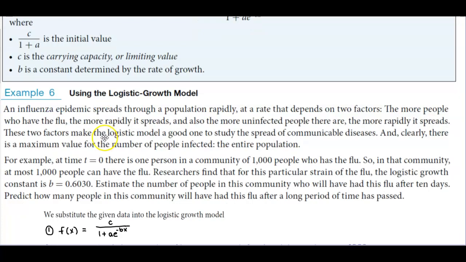Now, for example 6, an influenza epidemic spreads throughout a population rapidly at a rate that depends on two factors. The more people who have the flu, the more rapidly it spreads. And also, the more uninfected people there are, the more rapidly it spreads. These two factors make the logistic model a good one to study the spread of communicable diseases. And clearly, there is a maximum value for the number of people infected, which is the entire population.